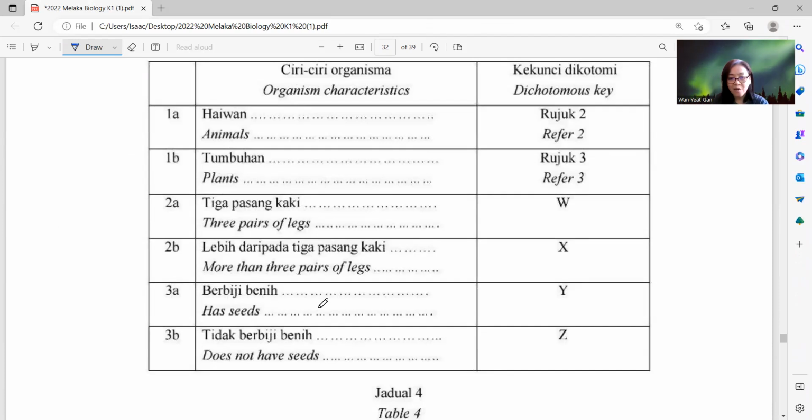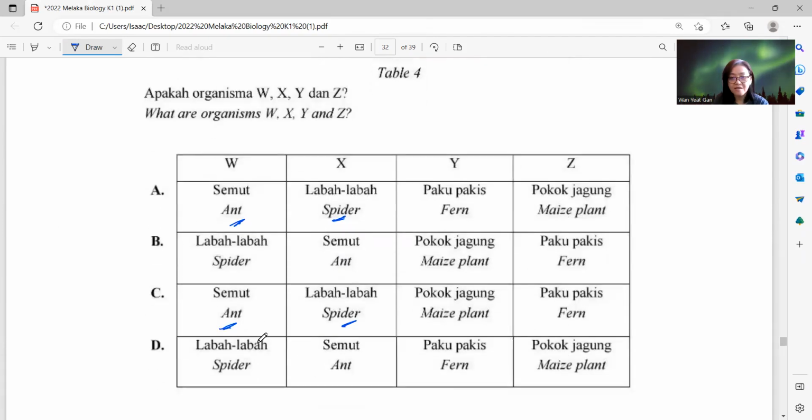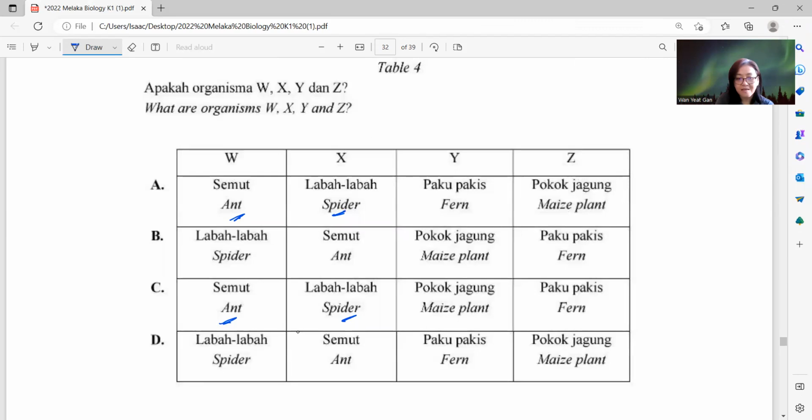Has six is Y, does not have six is Z. Has six is maize, fern reproduce through spores. So answer is C.